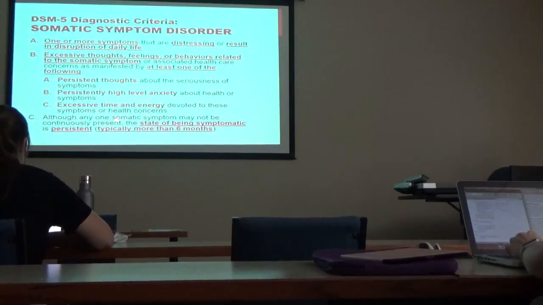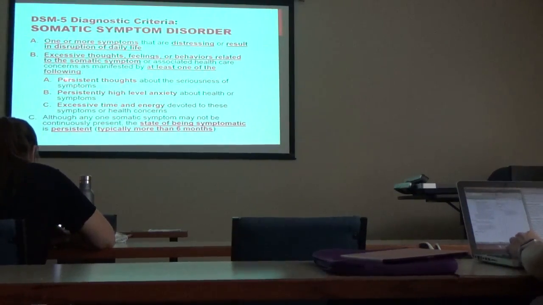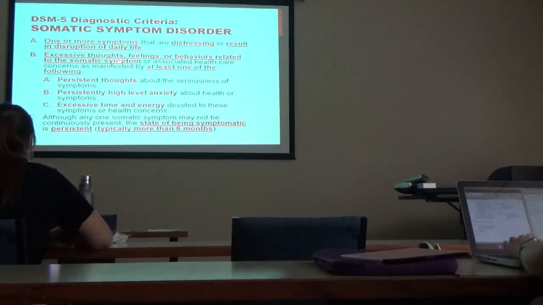Okay, the patient has to have one or more symptoms that are distressing and result in disruption of daily life. So one or more symptoms. They have to have excessive thoughts, feelings, or behaviors related to that somatic symptom or associated healthcare concerns as manifested by at least one of the following. They have to have either persistent thoughts about it, they have to have persistently high levels of anxiety, or they have to spend excessive time and energy devoted to it. They don't have to have all of those. They just have to have a symptom that distresses them and messes their life up, so they say.